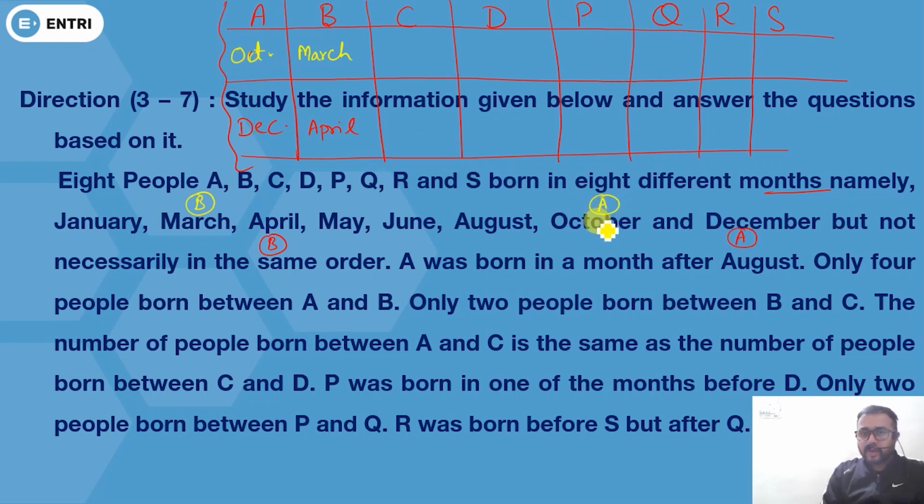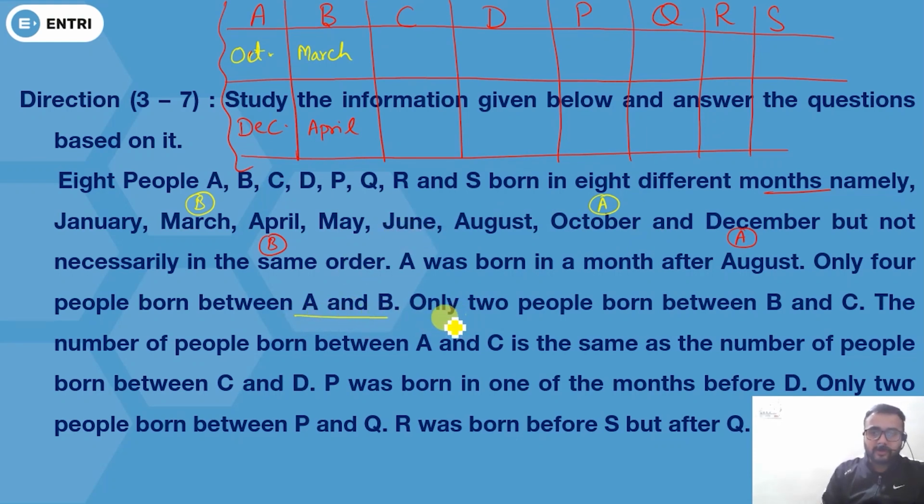If A was born in October, then B will be born in March, because he's saying there are 4 people between A and B only. Only 4 people. So if A is born in October, then 1, 2, 3, 4, B will be born in March. If A is born in December, then B will be born in 1, 2, 3, 4, April. So you should keep 4 people between A and B. I hope till here the question is clear to you.